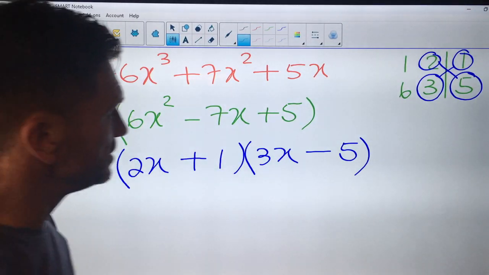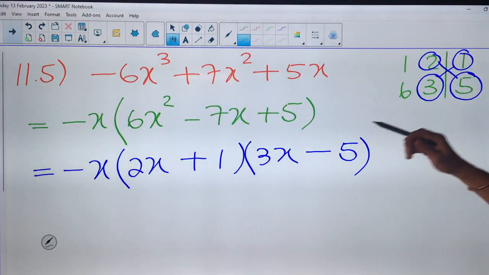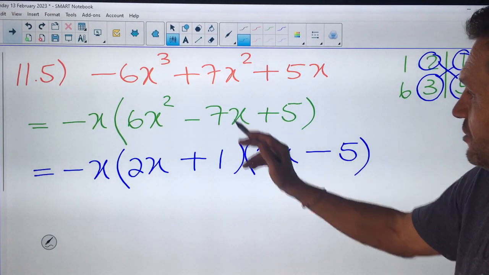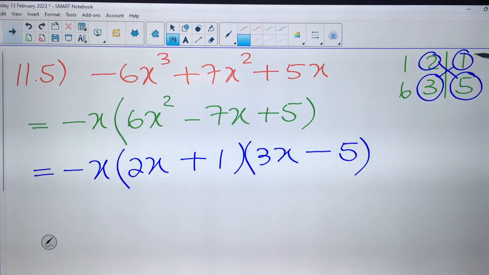So the factors of 6: 1 and 6, 2 and 3. The factors of 5: 1 and 5 are the only integer ones. We have to add to get to 7. So 3 times 1, okay, something is wrong.